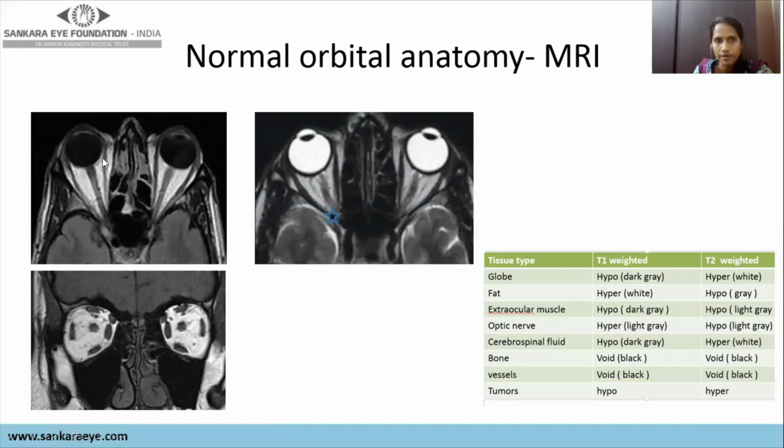Then you have the extraocular muscle, which is gray, and in the middle you have the optic nerve. The signal in the optic nerve will be similar to that of the brain matter, brain parenchyma. And here you have the ethmoid sinus, and posterior to it is the sphenoid sinus. This is a T2 weighted image because the vitreous is hyperintense. And one important thing: most of the tumors in an MRI will appear hypointense in T1 weighted, and in T2 weighted they will appear hyperintense.